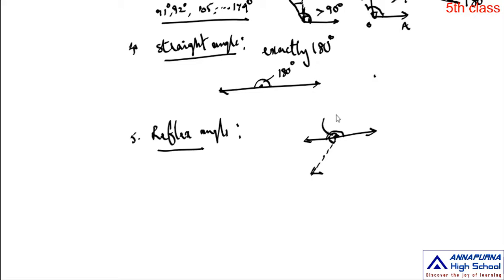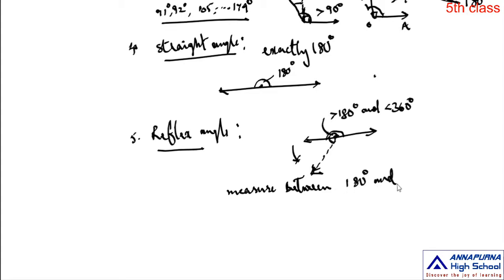So it is greater than 180 degrees, isn't it? So this is the straight angle. Suppose you move the ray in this direction, what happens? Its angle exceeds 180 degrees. That means if you measure this angle from here to here, it should be greater than 180 degrees and less than 360 degrees. Such an angle is called a reflex angle. So it's measured between 180 degrees and 360 degrees.